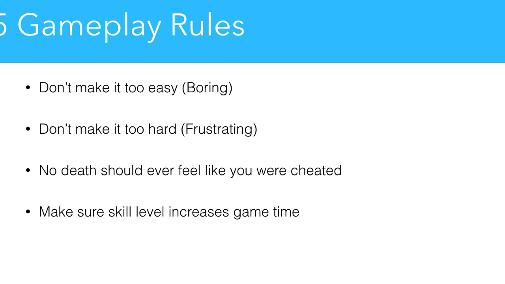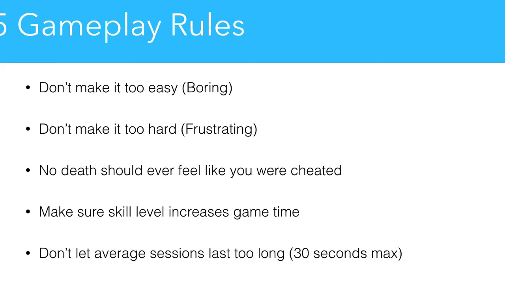Or you can have the force, that I would have a ball shoot out. It'd be a physics ball, and when you get within 500 pixels, it's going to shoot out, and I would have the force be between 0 and 100. And you would die. First off, it broke the second rule, or the third rule, no death should ever feel like you were cheated. You feel cheated. And then it didn't really matter about skill level because everything was kind of different. So randomization is good, but it can screw up this fourth really important gameplay rule. You got to make sure that skill level increases game time. Don't let average sessions last too long, all right?